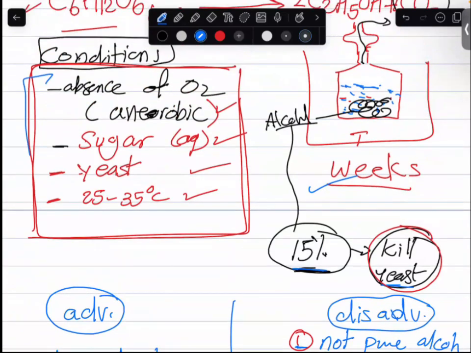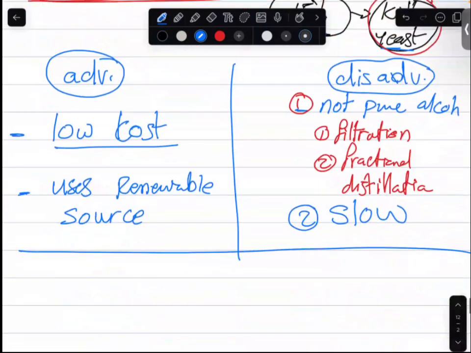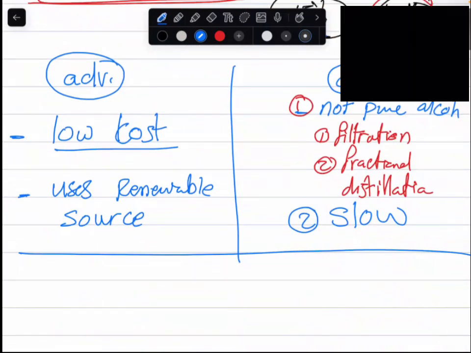The conditions of this process are that it should happen in the absence of oxygen. The sugar used should be aqueous. We should use yeast as a catalyst, and the temperature should be from, of course don't write this in the exam, from 25 to 35. Choose one temperature and write it. Write 30, for example. Okay? But these are the two ways by which we can prepare alcohol.